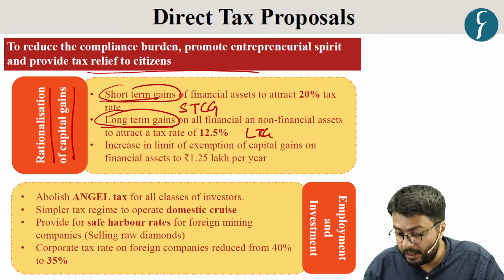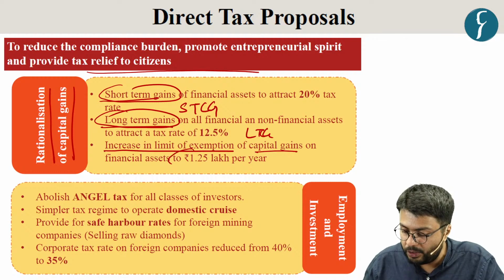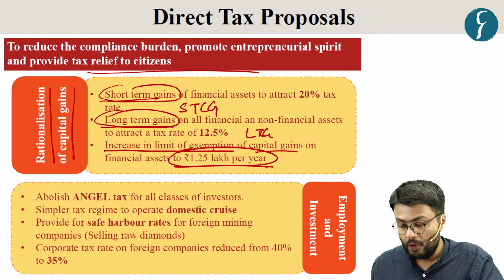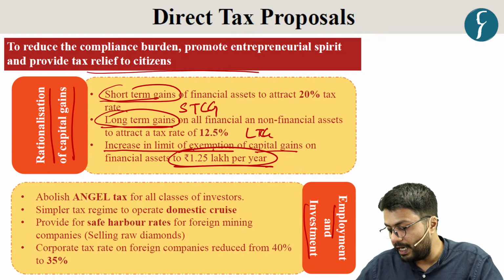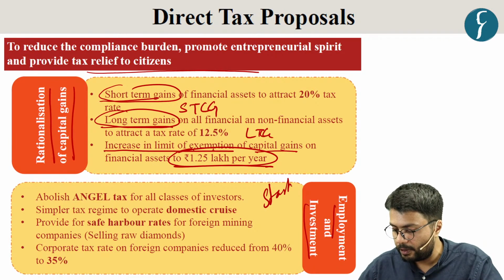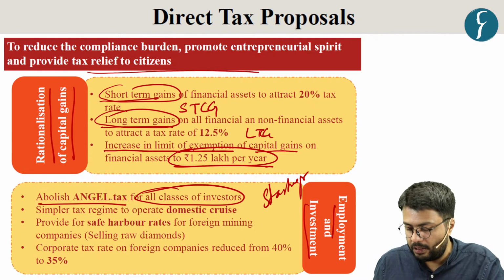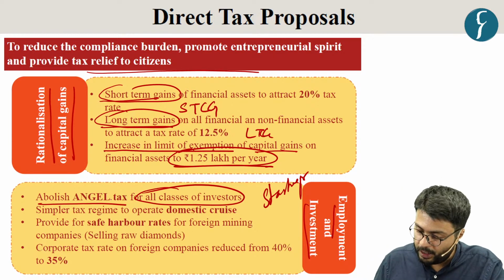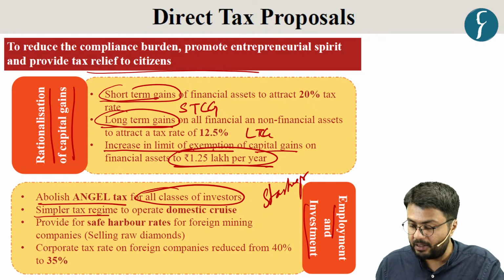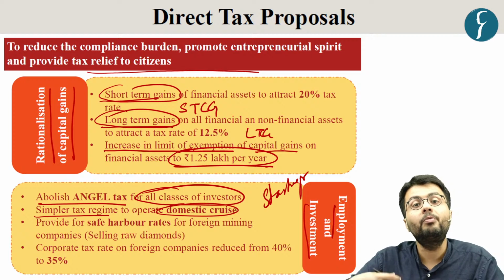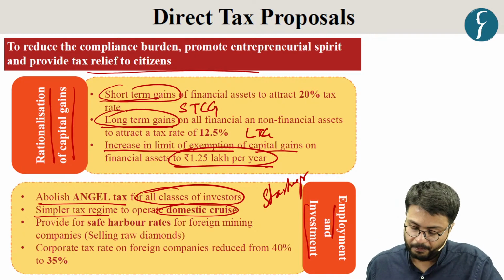Further, the government has also increased the limit of exemption provided for capital gains to as much as 1.2 lakh per year. Also, to promote employment and investment, especially under startups, the government has abolished angel tax for all classes of investors. Further, by bringing a simplified tax regime for domestic cruise operators, it is looking to promote cruise tourism in the country.